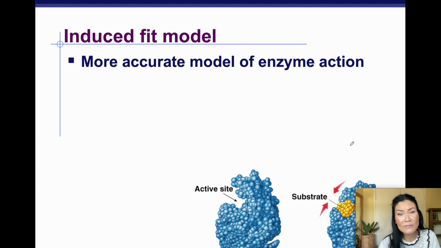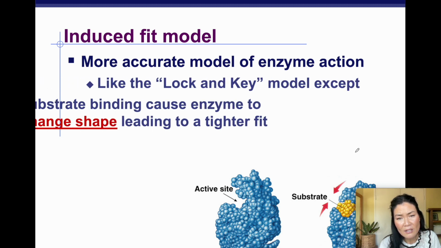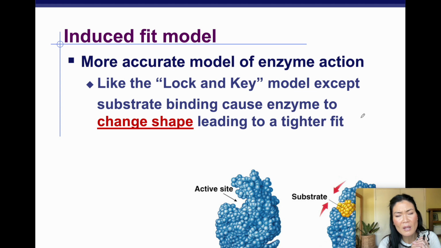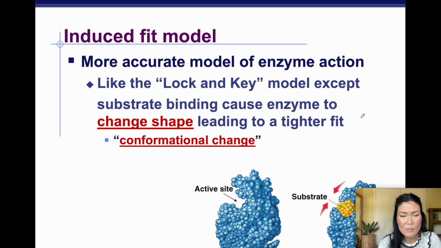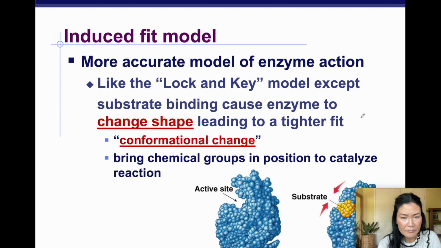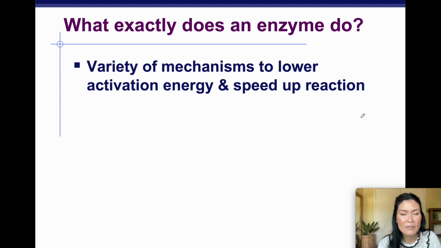Because the induced fit model is a more accurate depiction of how enzymes work, okay? It's like a lock and key, but actually the enzyme changes shape, and when the substrate goes into the enzyme's active site, the enzyme hugs it. The enzyme gets really close to the substrate and puts physical strain on the substrate, okay? The substrate binding to the enzyme causes the enzyme to change shape, and it leads to a tighter fit, okay? So that's what we mean by conformational change. Conformational change means it's changing shape. And we'll talk about how that happens in a few minutes, okay?